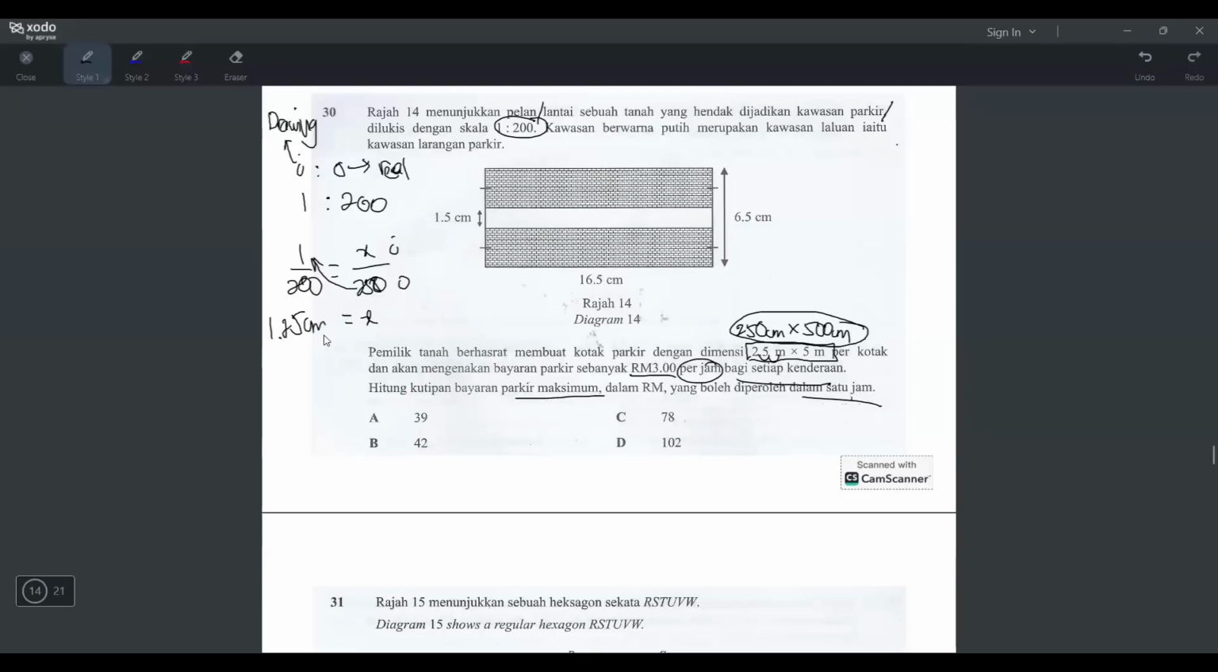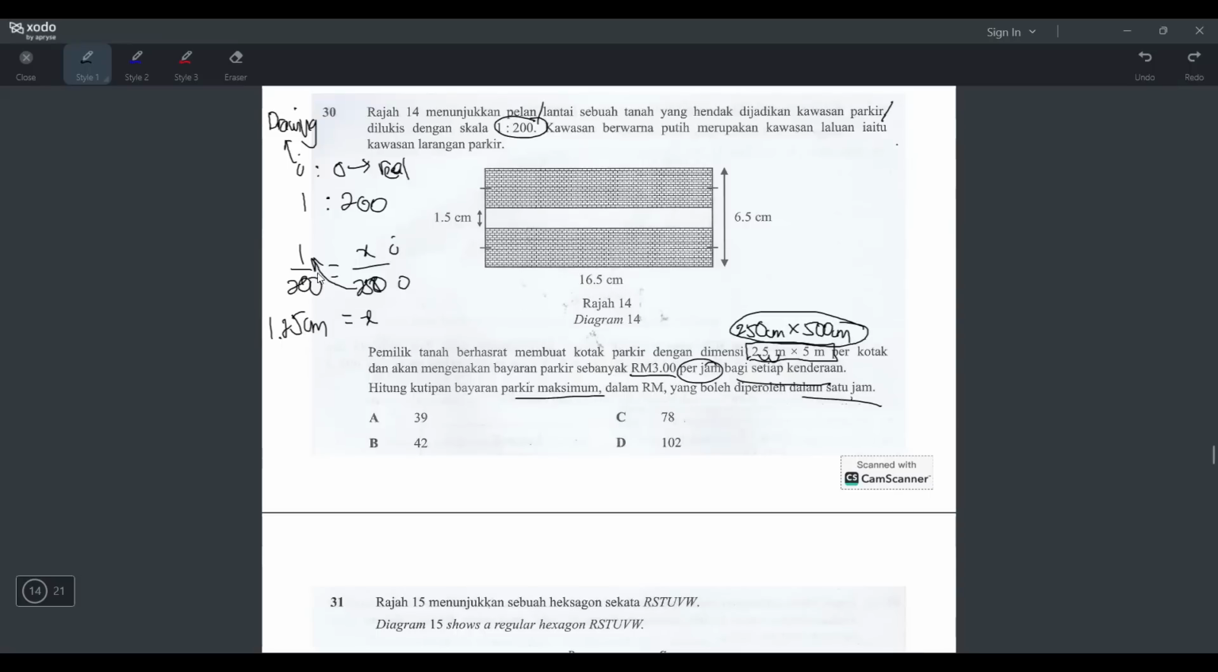Okay, it's in cm. That means the 250 cm is the real size. But when you draw it, you will only draw 1.25 cm. Okay, and this is the drawing. They already said this is the plan, right? So later when I draw it, it's only 1.25 cm.